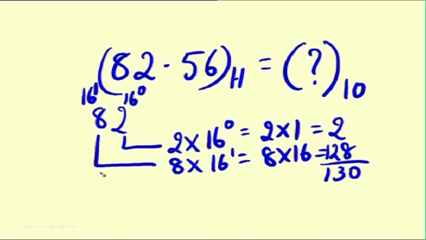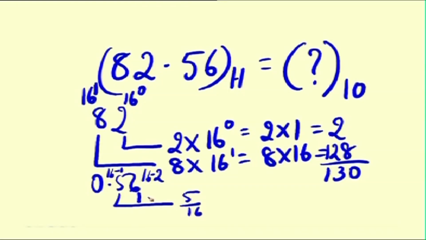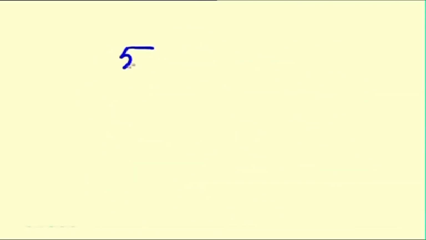Now, coming to the fractional part, it is 56. What is the weight of 6? It is 16 power minus 2. What is the weight of 5? It is 16 power minus 1. So, first take 5, it is 5 divided by 16, then take 6 and divide by 16 power 2. We will take up the next sheet and try to calculate. See here, we will be getting 5 by 16 plus 6 by 256.